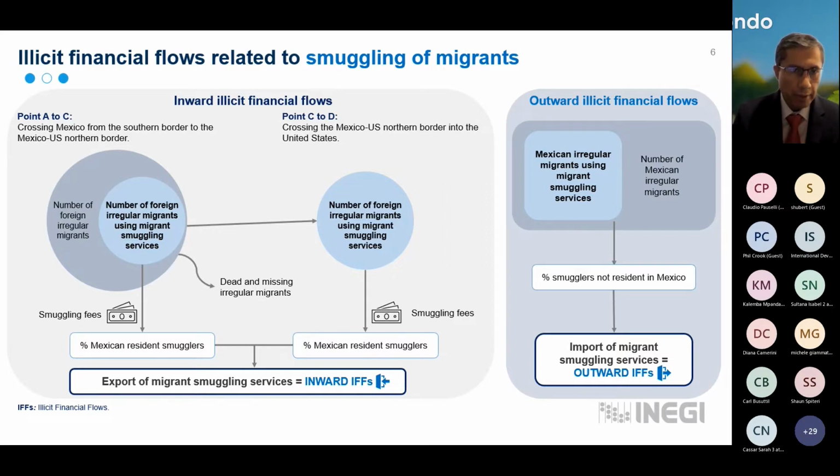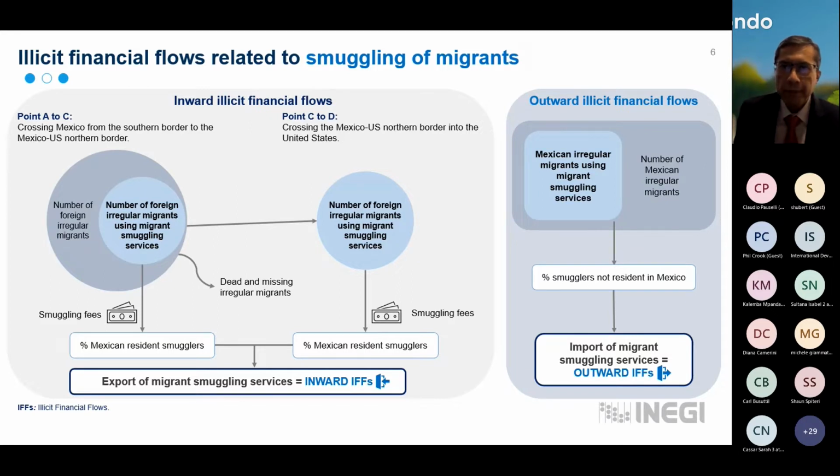There are a number of foreign irregular migrants using migrant smuggling services and paying smuggling fees to Mexican resident smugglers. There are also a number of foreign irregular migrants using migrant smuggling services that are crossing the Mexico-US northern border into the United States and also paying smuggling fees to Mexican resident smugglers. So with that, what we have are the export of migrant smuggling services, or inward illicit financial flows.